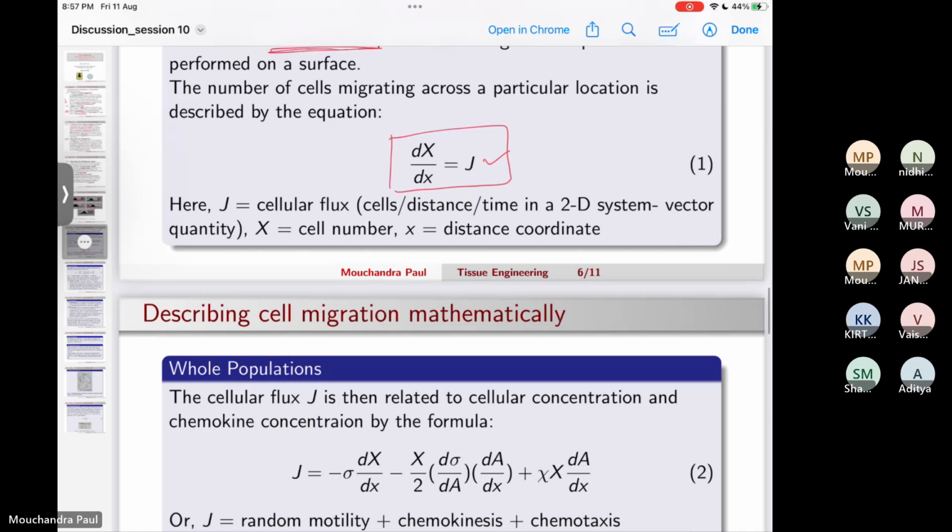Can any one of you guess why they haven't taken the time term here to describe the cellular flux? Ma'am, can you repeat why they didn't take time? Yeah, why didn't they quantify the migration of the cell across a distance with respect to time? Because it differs from cell to cell. You are correct.